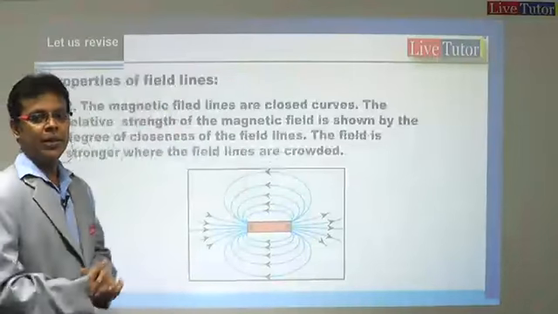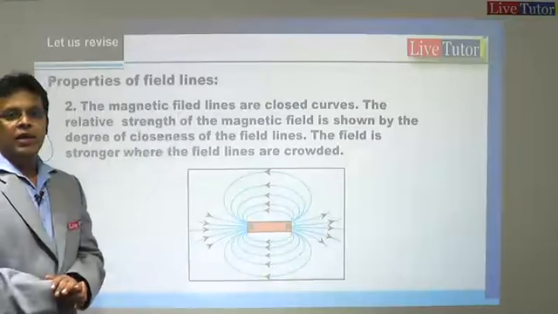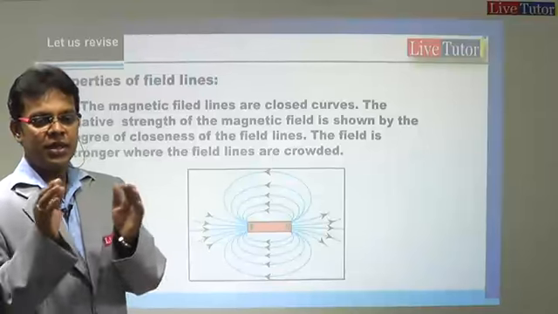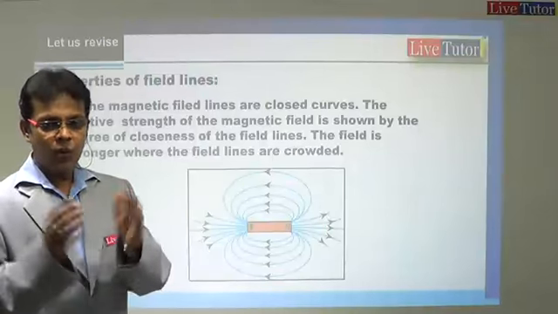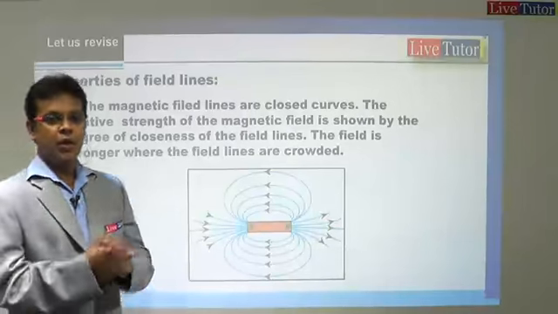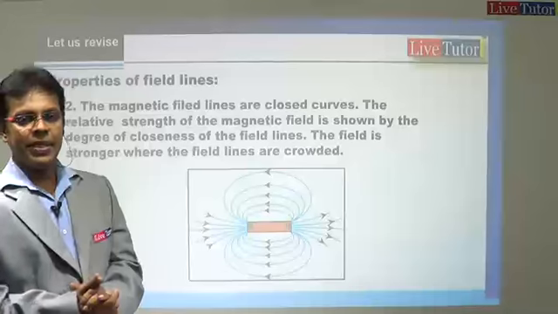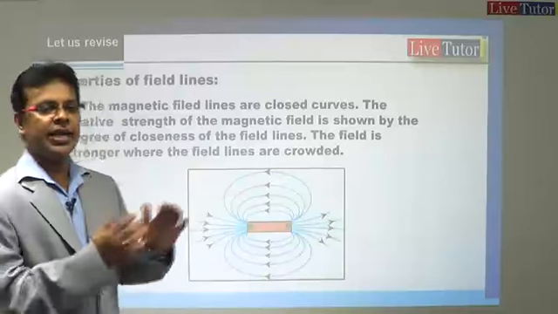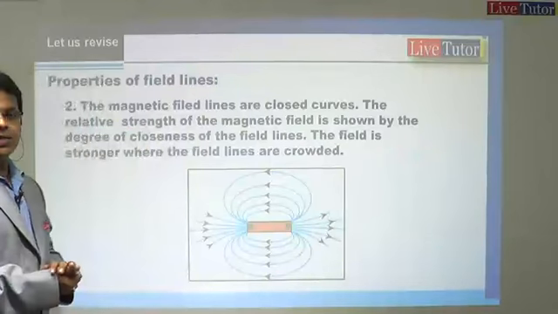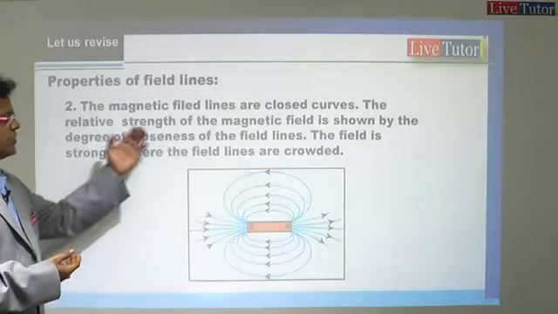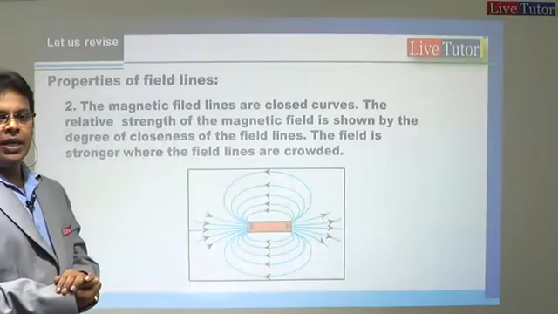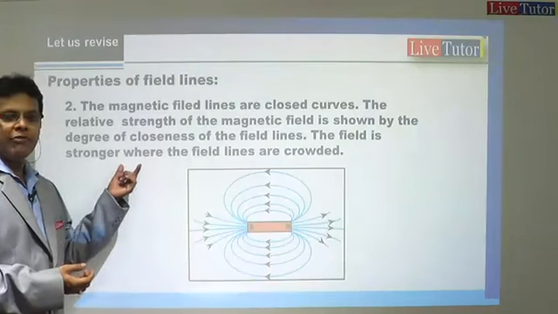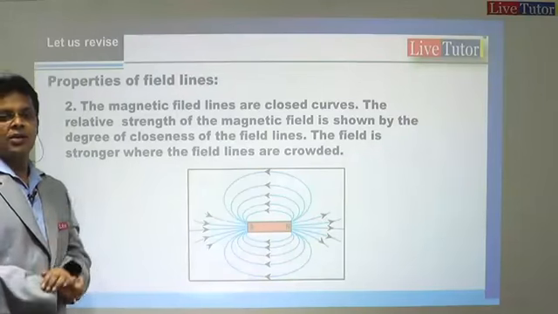The second one, the magnetic lines of force are closed curves. By using the number of lines of force, or how close they are, the proximity we say, isn't it? The closeness or proximity of the field lines only will determine how strong is the magnetic field. That is the second point you have to remember. The relative strength of the magnetic field is shown by the degree of closeness of the field lines. So, what is the important point? The field lines are stronger where the field lines are crowded.